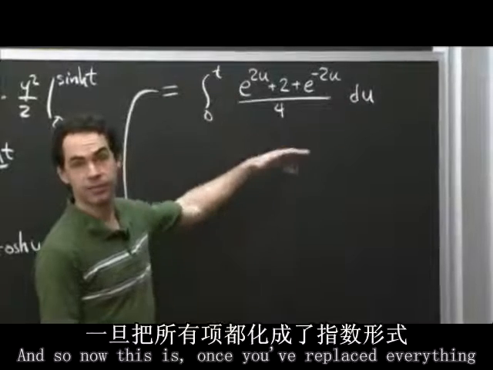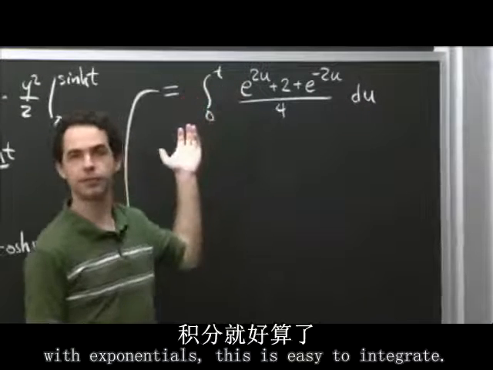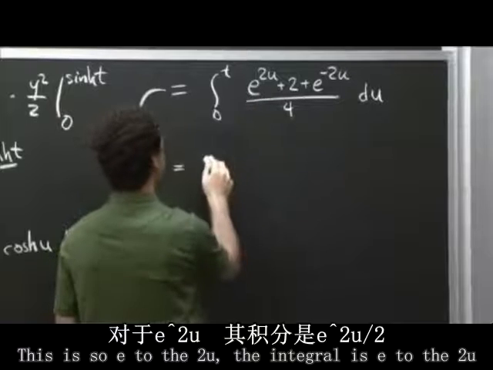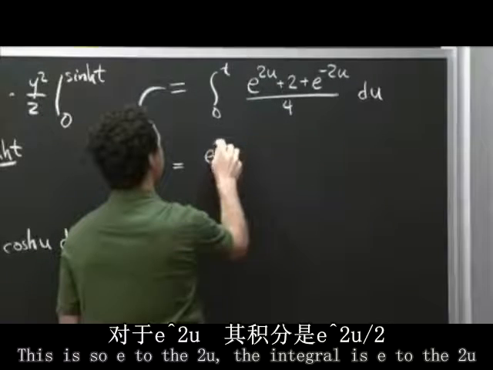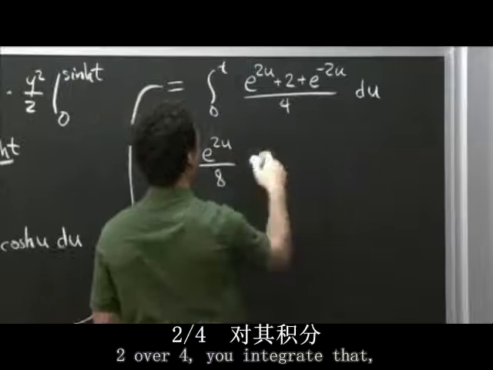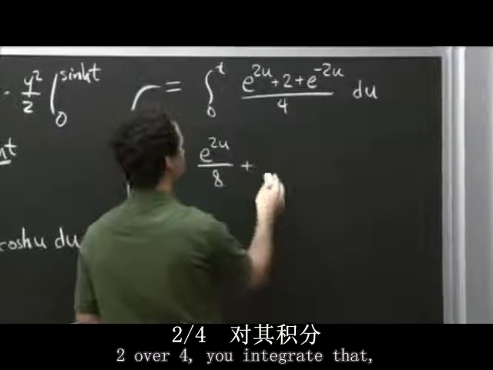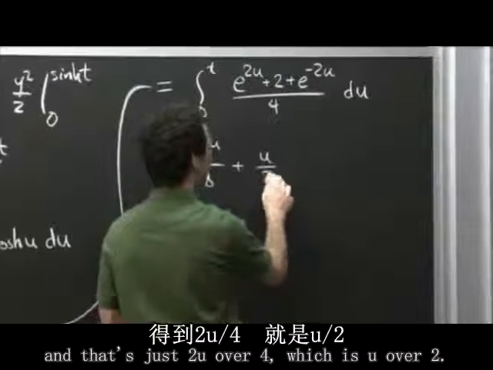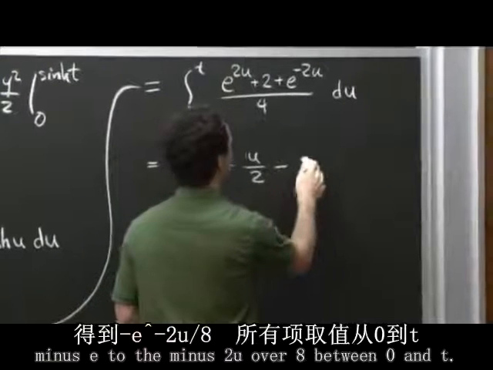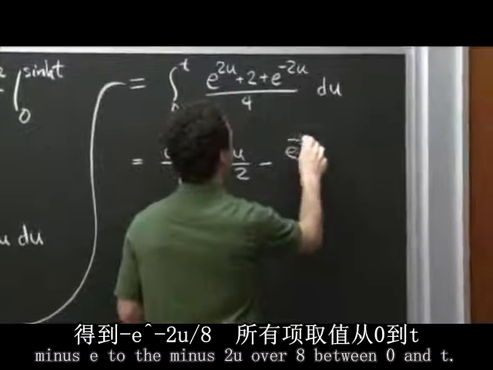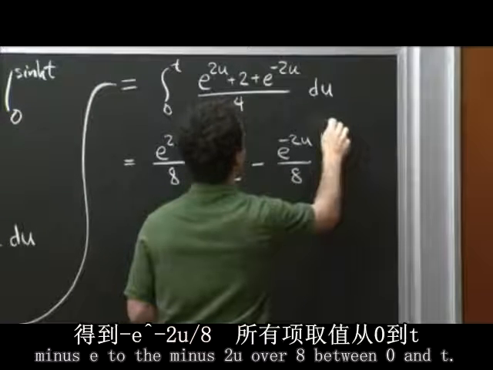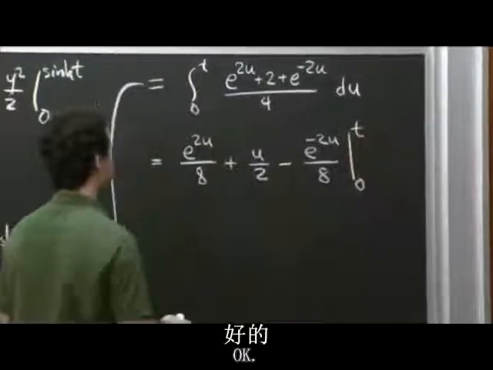Okay, and so now, once you've replaced everything with exponentials, this is easy to integrate. So e to the 2u, the integral is e to the 2u over 2, so that comes over 8. 2 over 4, you integrate that, and that's just 2u over 4, which is u over 2. And now the last one is minus e to the minus 2u over 8, between 0 and t.